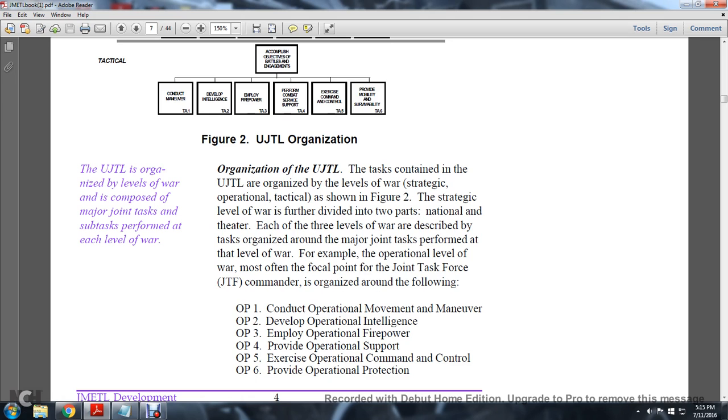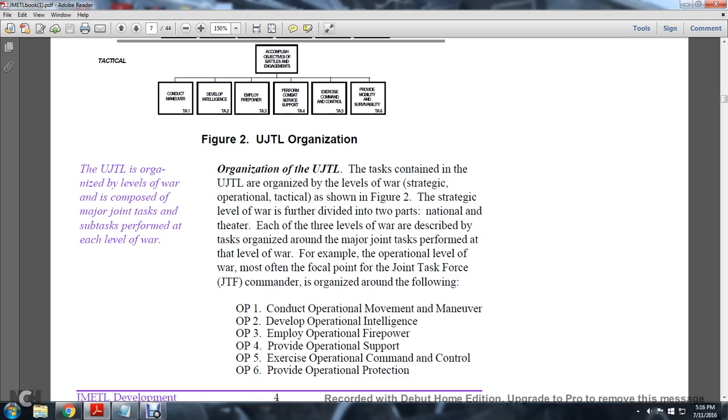Organization of the Universal Joint Task List. The tasks contained within the Universal Joint Task List are organized by the levels of war: strategic, operational, and tactical, as shown in Figure 2. The strategic level is further divided into 2 parts, national and theater. Each of these 3 levels of war is described in tasks organized in major joint tasks performed at a level of war.